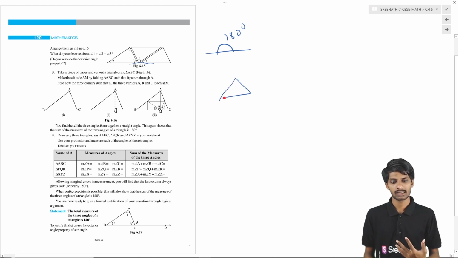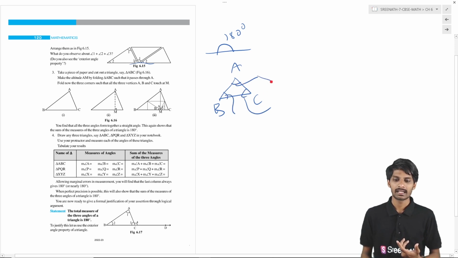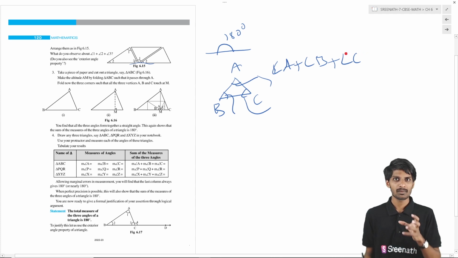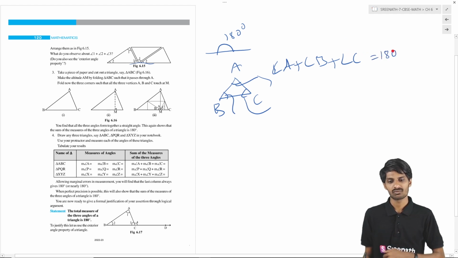So now take another triangle ABC, take the protractor and find the angle here, and find the angle here, and find the angle here, and add all these three angles, angle A plus angle B plus angle C, using the protractor. You will get that the answer is 180 degrees.